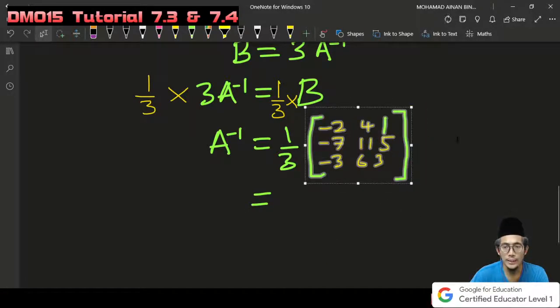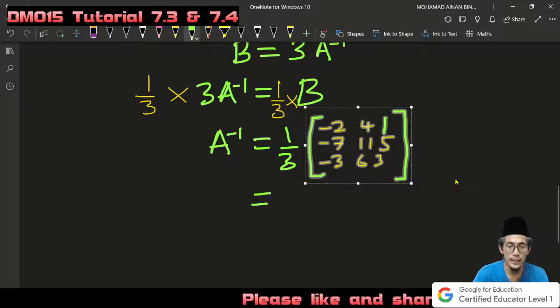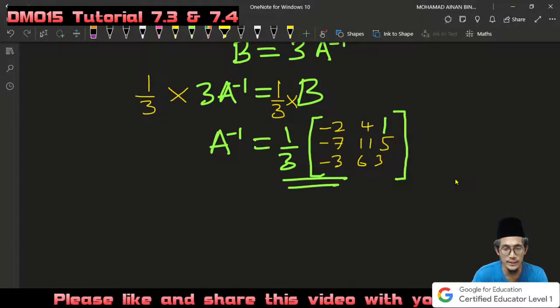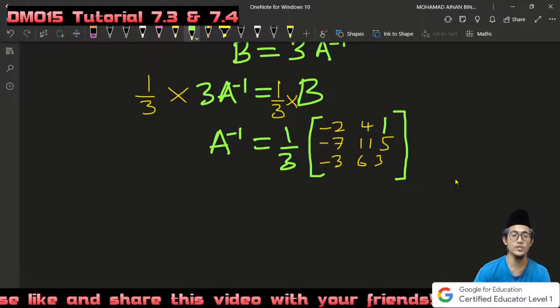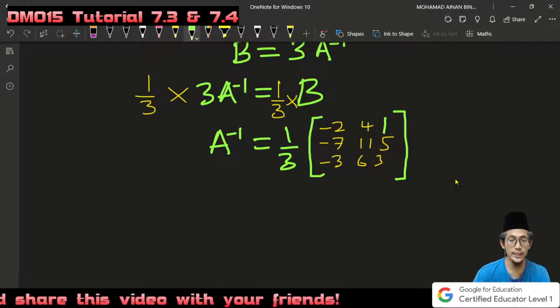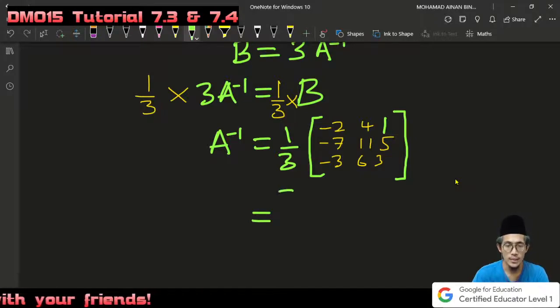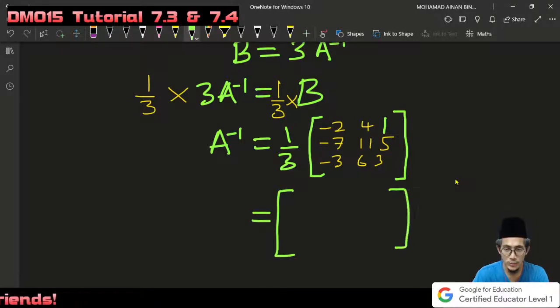Okay, now this one kita kena buat apa? Kena darab. Awak jangan biarkan macam ni sahaja. If you just leave it like this as your final answer, as the matrix of A, inverse of A, then you will get 1 mark less. Okay, so kena darab dan tulis cantik-cantik.